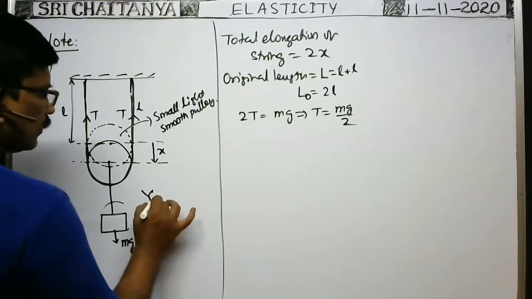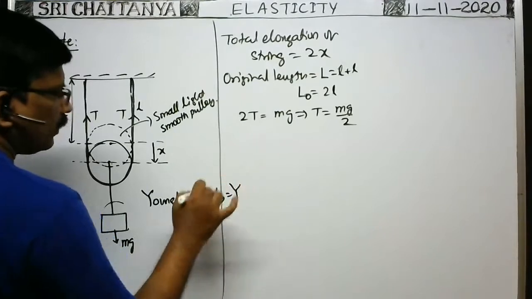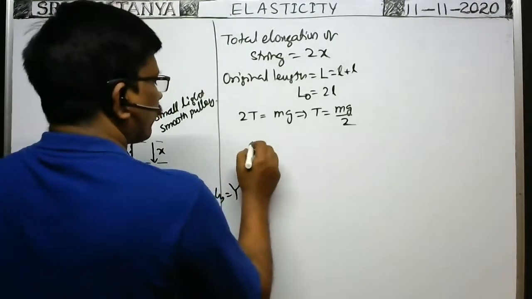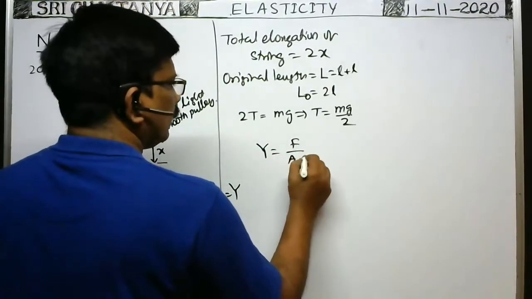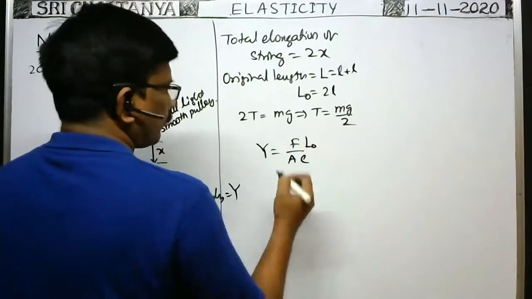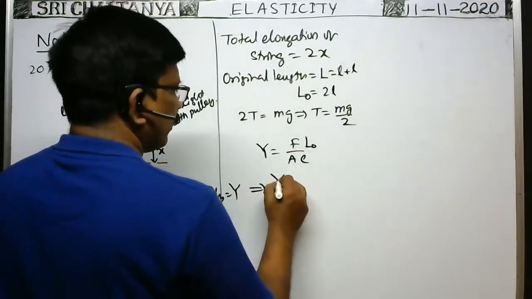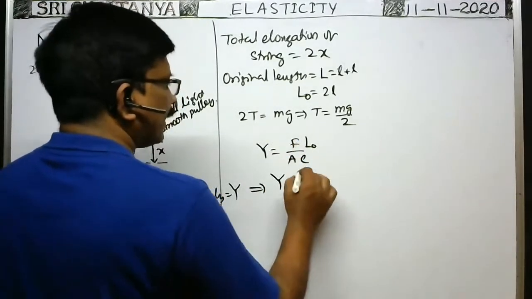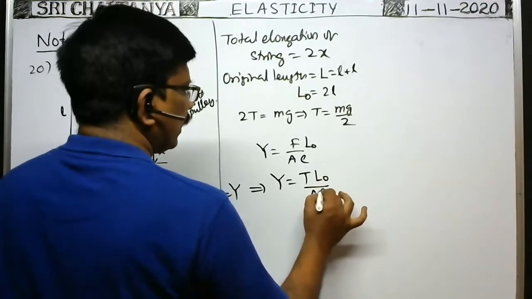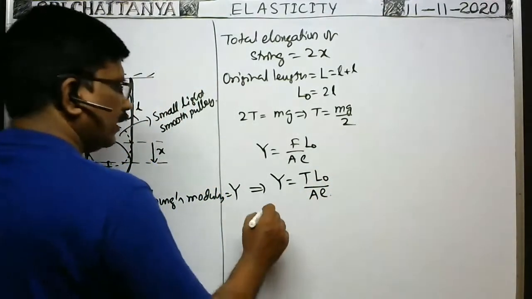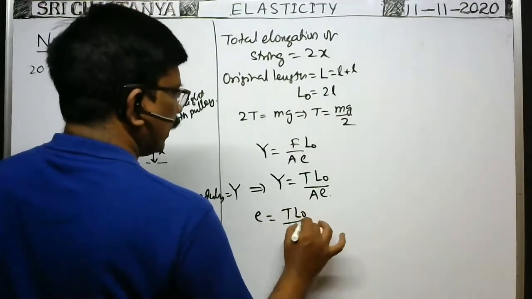Young's modulus is equal to Y of the material. Now, according to the definition of Young's modulus, Y is equal to F by A, e by l naught. The original length of the wire is l naught. So Young's modulus Y is equal to the force, meaning the tension in the string, into the total length of the wire l naught, by the area of cross section of the wire into the elongation. We need the elongation, say E. E is equal to T L naught by A into Y.